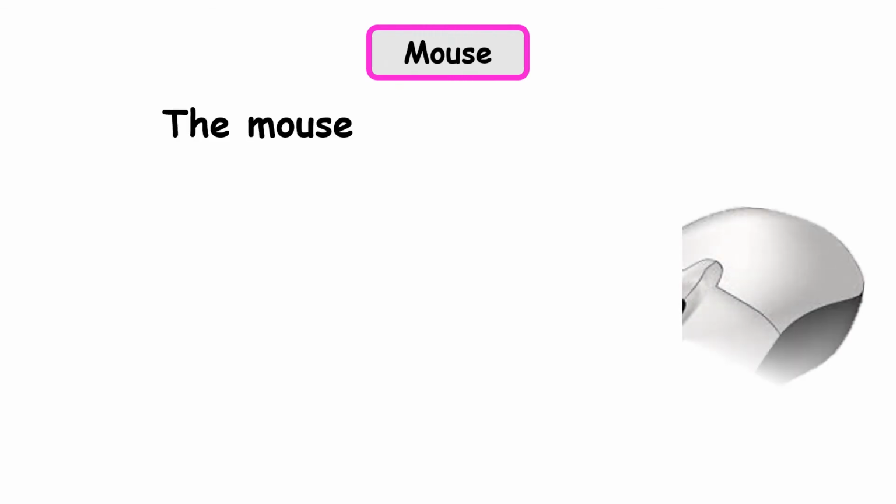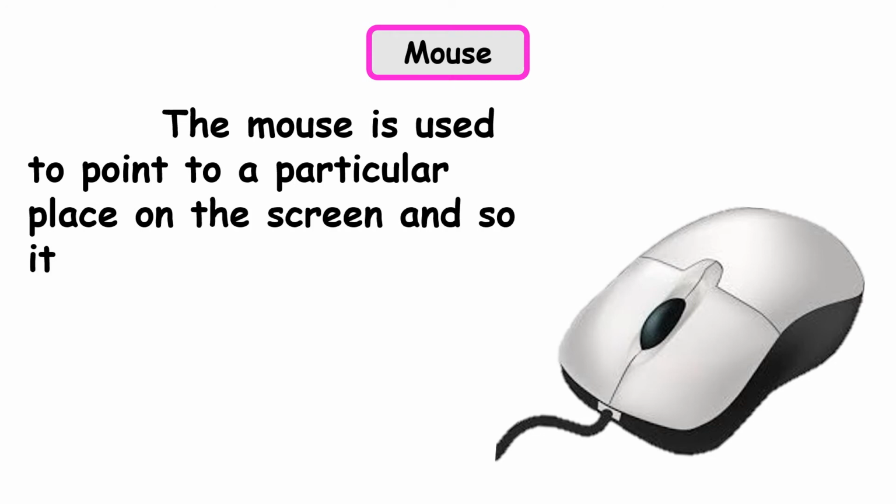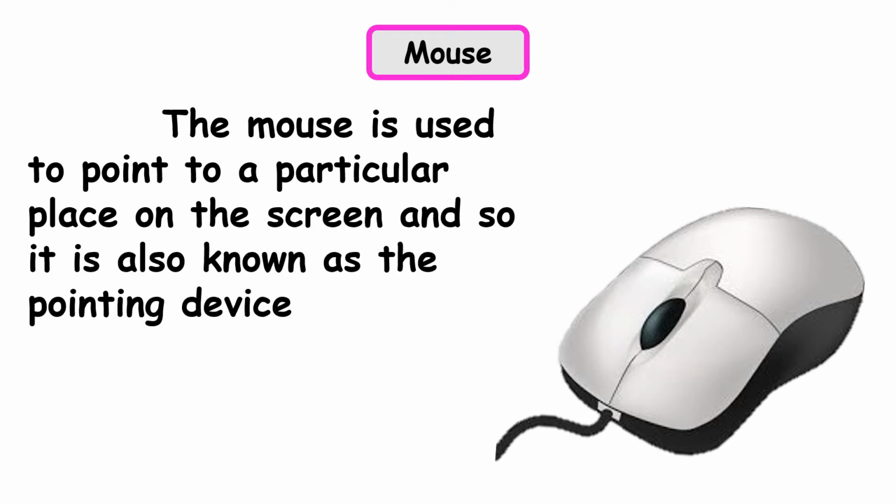The second of these input devices is the mouse. The mouse is a small plastic device with 2 or 3 buttons on it. It is kept and moved on a mouse pad. The mouse is used to point a particular place on the screen and so it is also known as the pointing device.